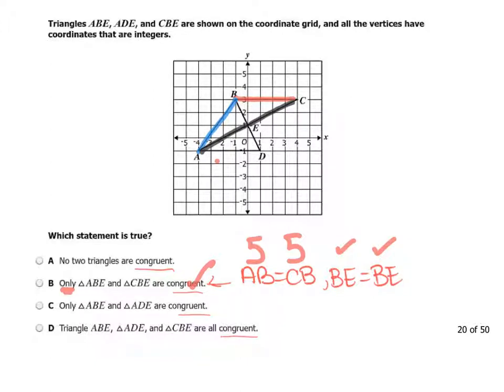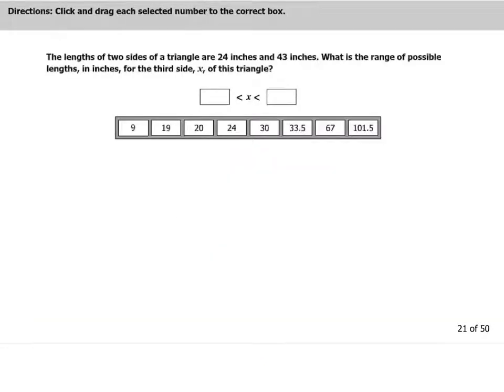If I look at ABE and ADE, those triangles, wow. And if I use the distance formula, I would definitely see that those two triangles are congruent as well. The AB matches up with AD, they're the same length, and BE matches up with DE, they're the same length. So I can't go with only because it works for B and it works for C. So D says all three, and all three it is.